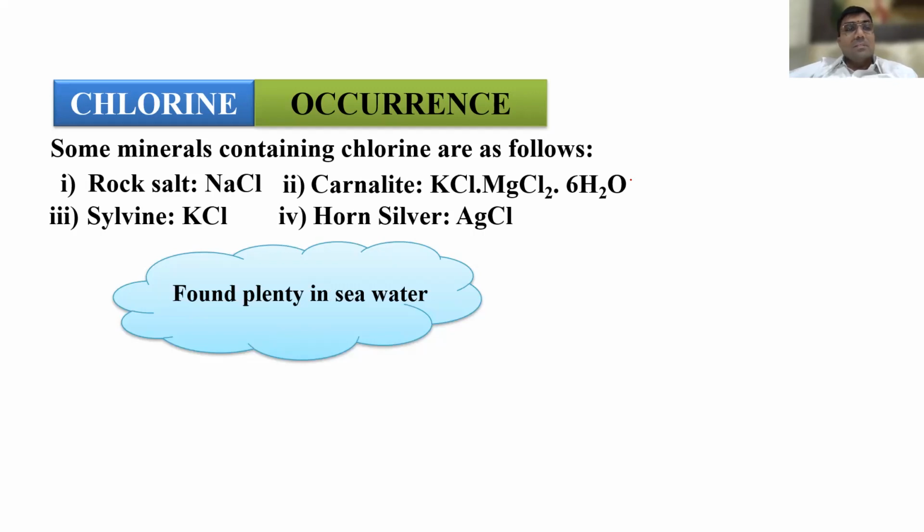Associated with the most abundant halogen, just now I explained, what is it? Chlorine is the most abundant among the halogens. So it always exists in the combined state. Why does it always exist in the combined state? Because of its high reactivity.